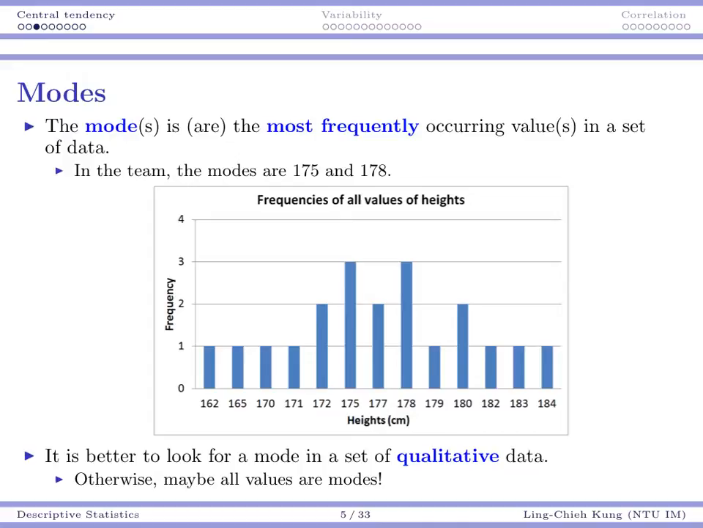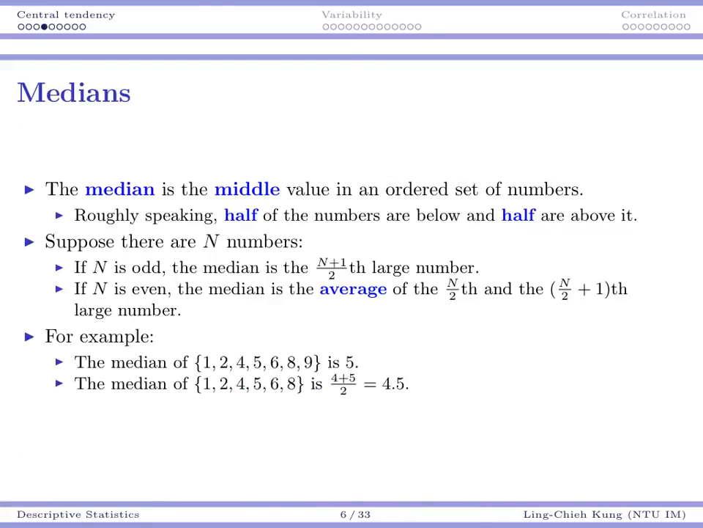Obviously, sometimes you may also want to do this for qualitative data, okay? That's because if you simply do the counting for quantitative or numeric data, then it's possible that all the values are modes because all the values occur exactly once. Okay, so the concept of modes is better applied on qualitative data. So modes provide your first measurements for central tendency.